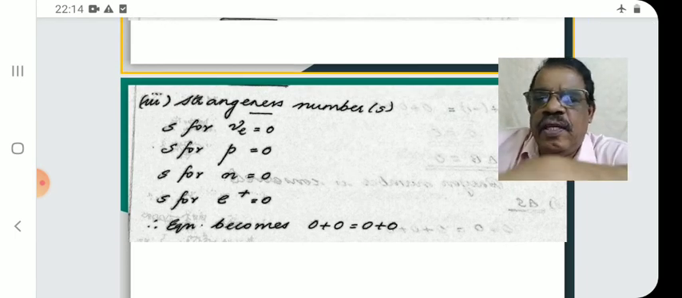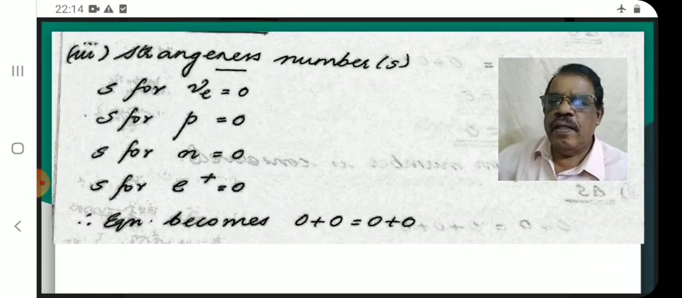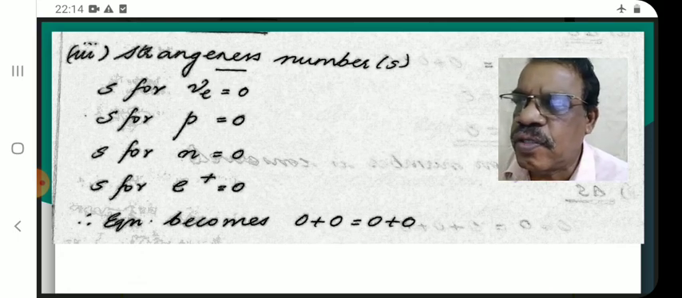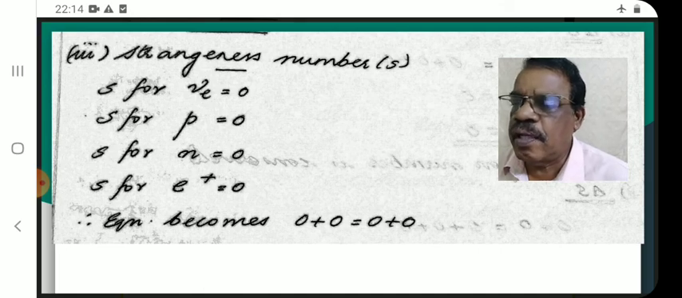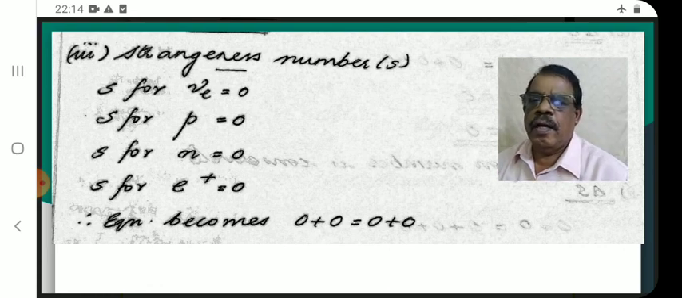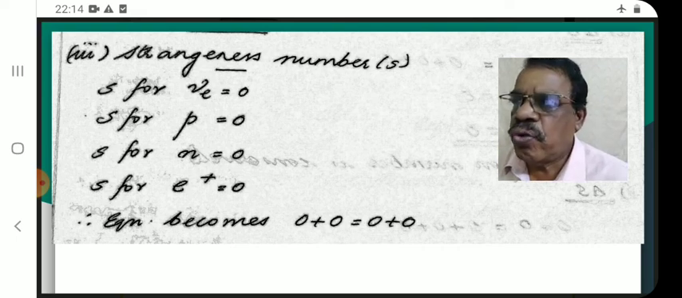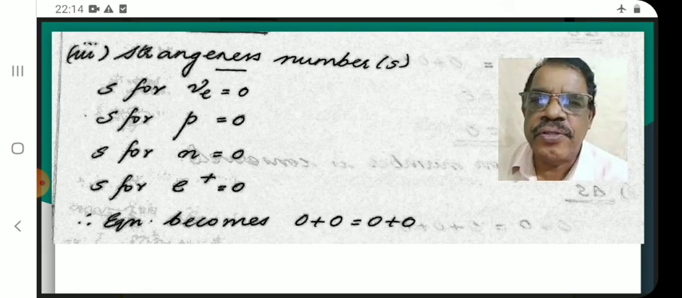Now we see the strangeness number. In the given equation, all particles are familiar. There is no strange particle. Strange particles, you know, are the lambda particle, lambda hyperon, psi hyperon, omega hyperon, etc. Proton, electron, neutrino are not strange particles, so their strangeness number is 0.